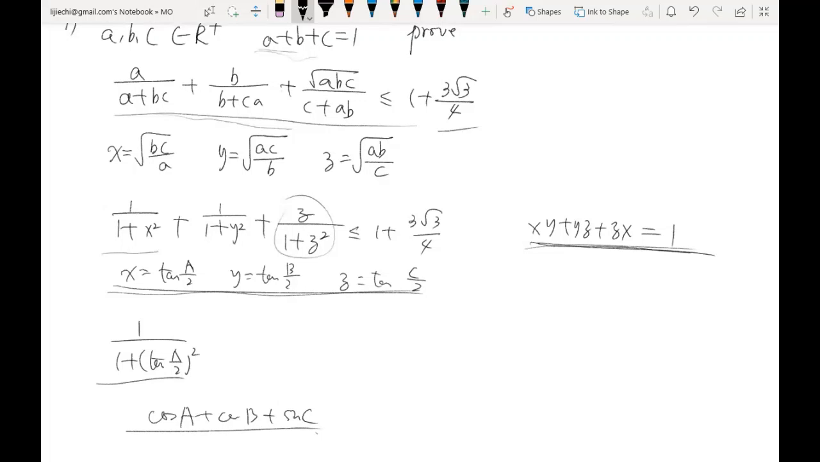How do we treat this one? Because these are angles in a triangle, sine C is just cosine of (A+B)/2. And with this transformation, the resulting inequality is very easy.